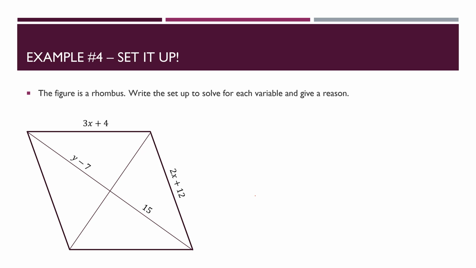Okay, so let's talk about setting this up. I'm going to solve for x first, just because it comes first in the alphabet. So 3x plus 4 is talking about the top side, and 2x plus 12 is talking about the right side. On a rhombus, all of the sides are congruent, so I can say 3x plus 4 equals 2x plus 12. And that's because it has 4 congruent sides.